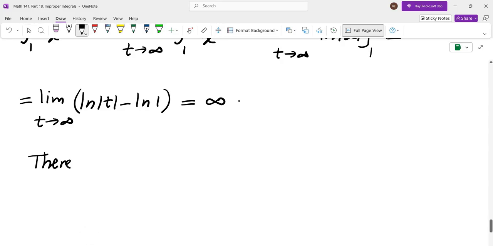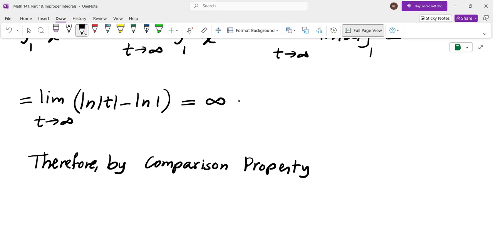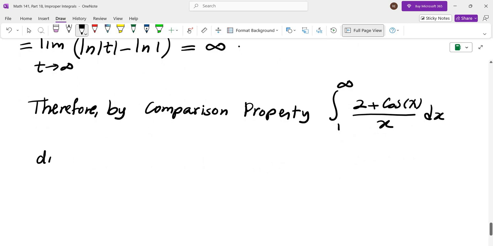So therefore, this one we use the comparison property. By the comparison property, the given integral, the integral from 1 to infinity of 2 plus cosine of x over x dx, also diverges.